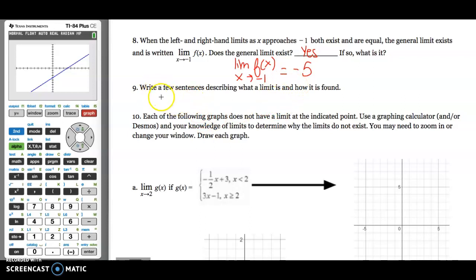Wonderful. In this next part, you can go ahead and, just for yourself, write a few sentences or one sentence describing what a limit is and how it is found. Whatever you need to write down for it to make sense for you is completely up to you. So go ahead and take a minute to do that. If you need to pause, now is a great time.